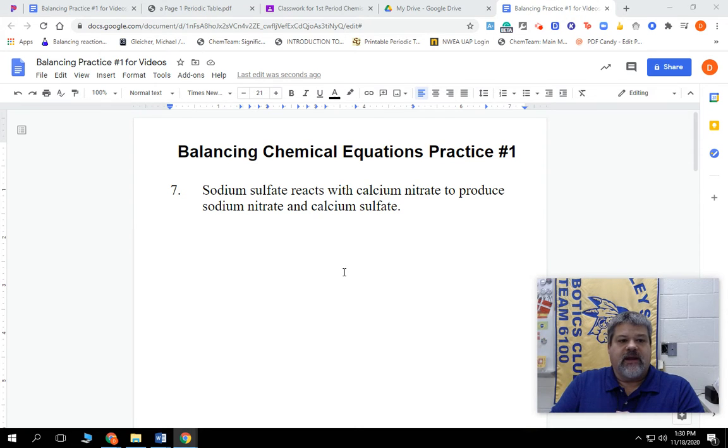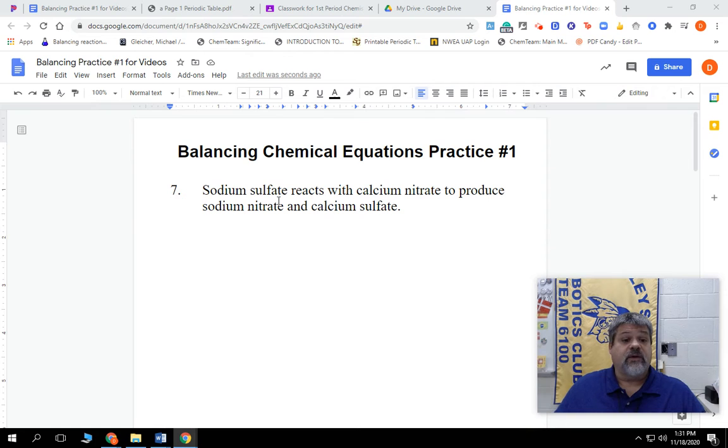Hey, we're going to go ahead and do practice sheet number 1 of balancing chemical equations. We're going to do problem number 7. So this is how we do problem number 7. We'll take it slow all the way through, and hopefully it helps you out with understanding how to balance chemical equations from the word problem.